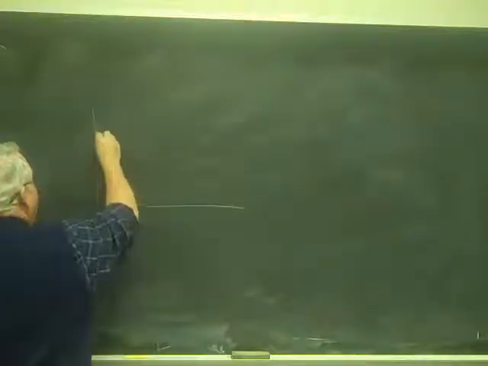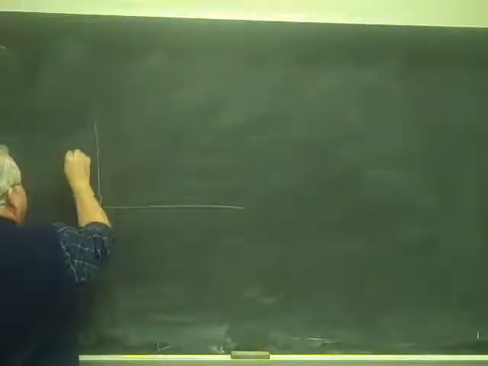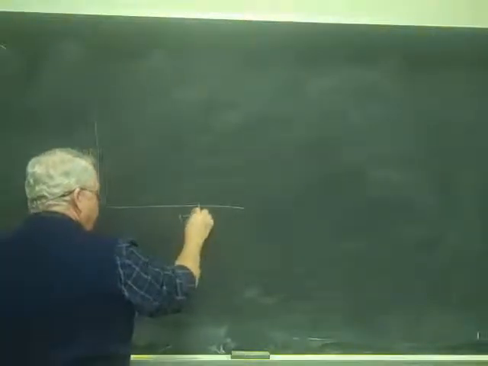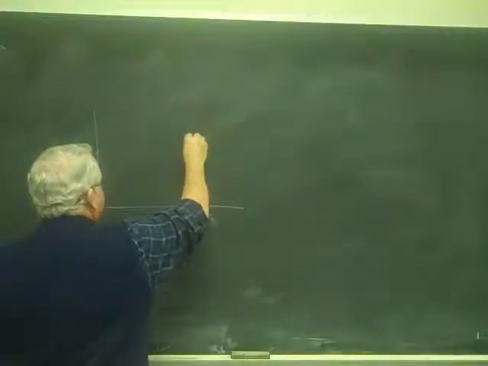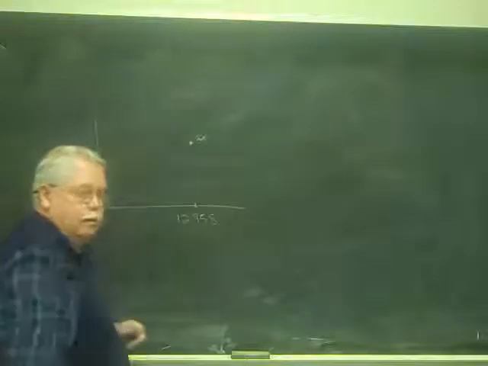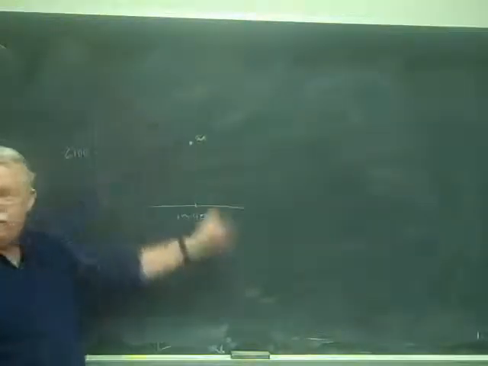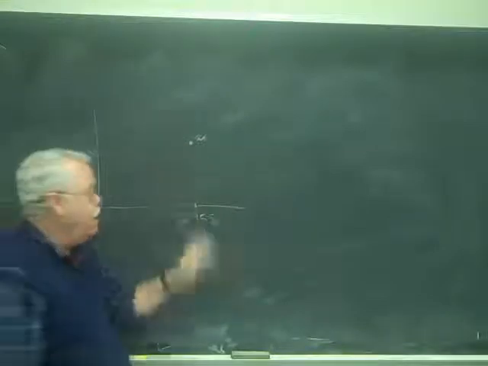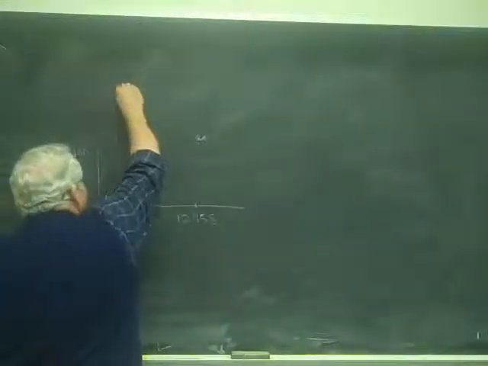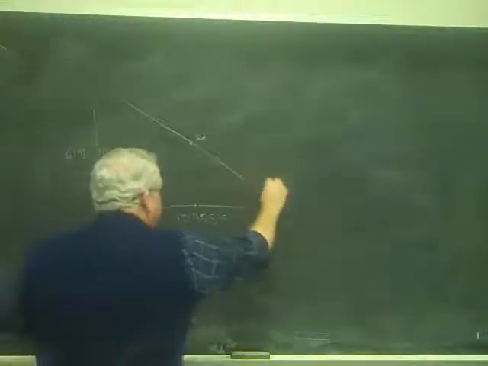And we know one point. At a price of $6,100, the company sells 12,958 units. So there's point A. We know there's a demand curve going through it, and we happen to know the slope. I'm just going to approximate something here. Let's say that it looks kind of like this.